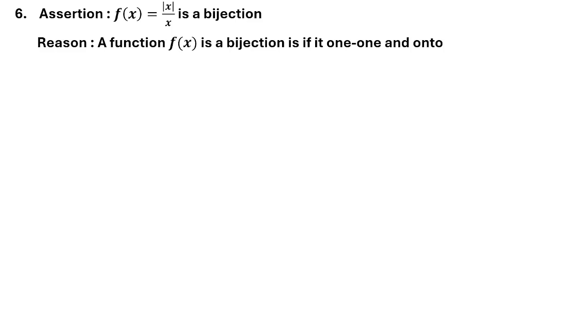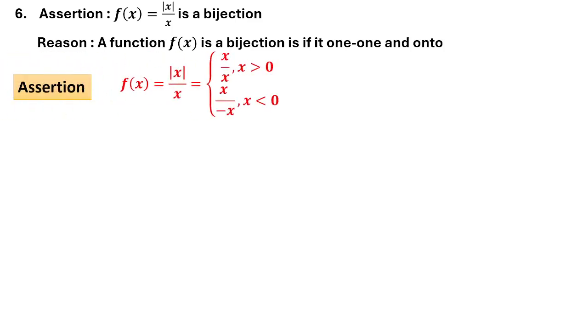Now, let us go to the first assertion. f of x is mod x by x is a bijection. What is the meaning of bijection? One-one and onto. Let us go to the assertion.